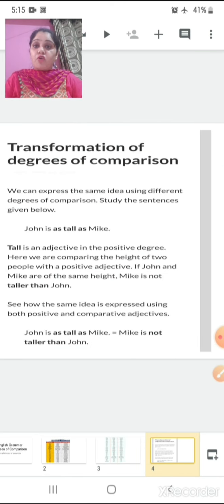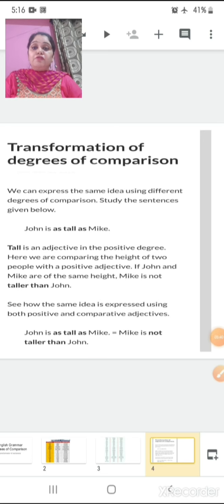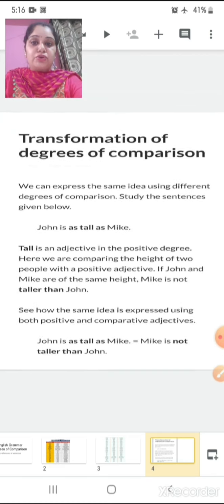Now, what topic are we going to study today? What we are going to deal with today is transformation of degrees of comparison. For example, we can express the same idea using different comparison degrees, and we can state them in an eloquent manner. This is the example which is flashing on your screens.